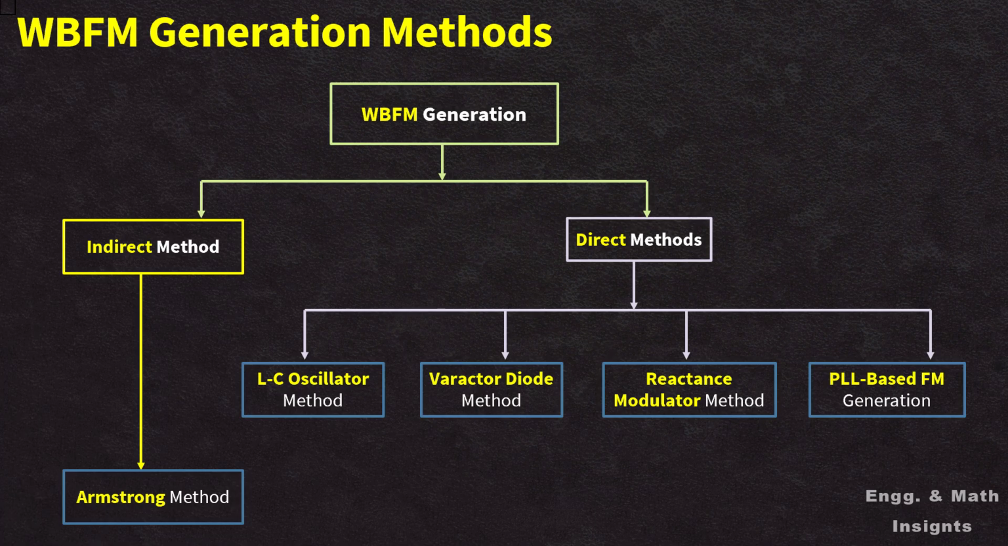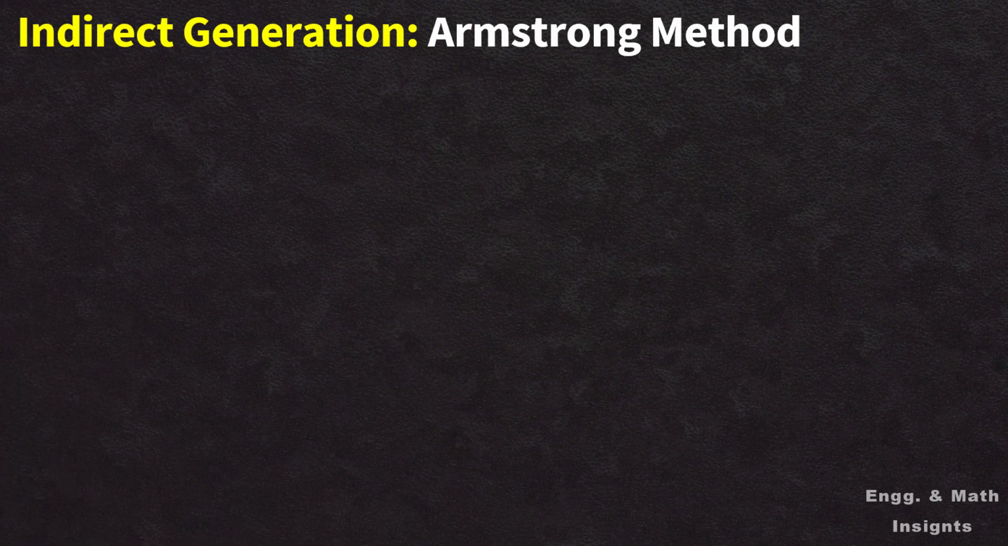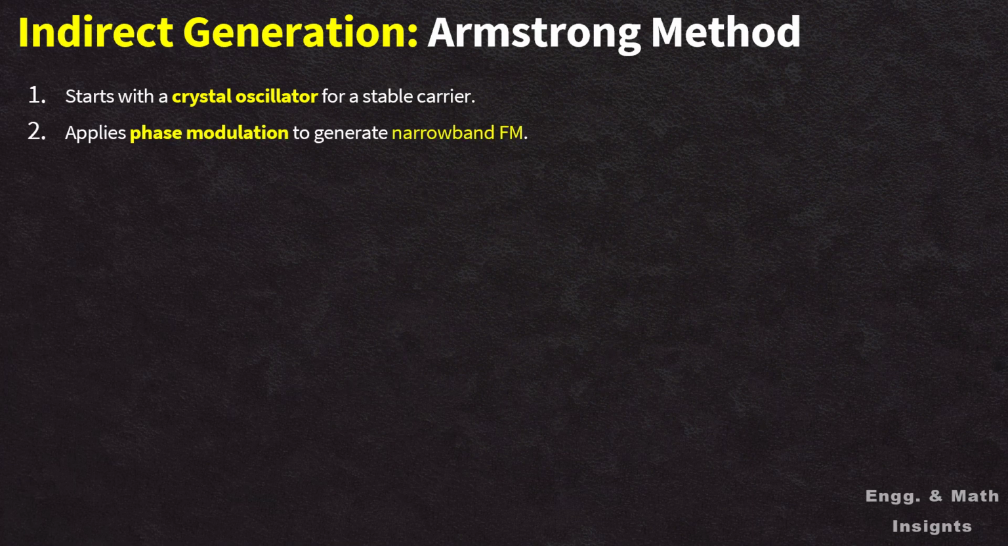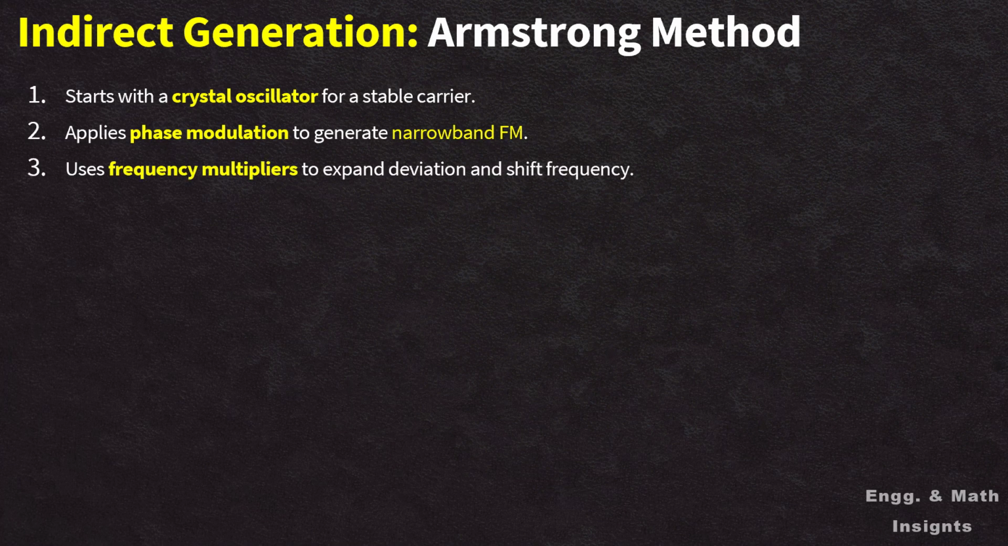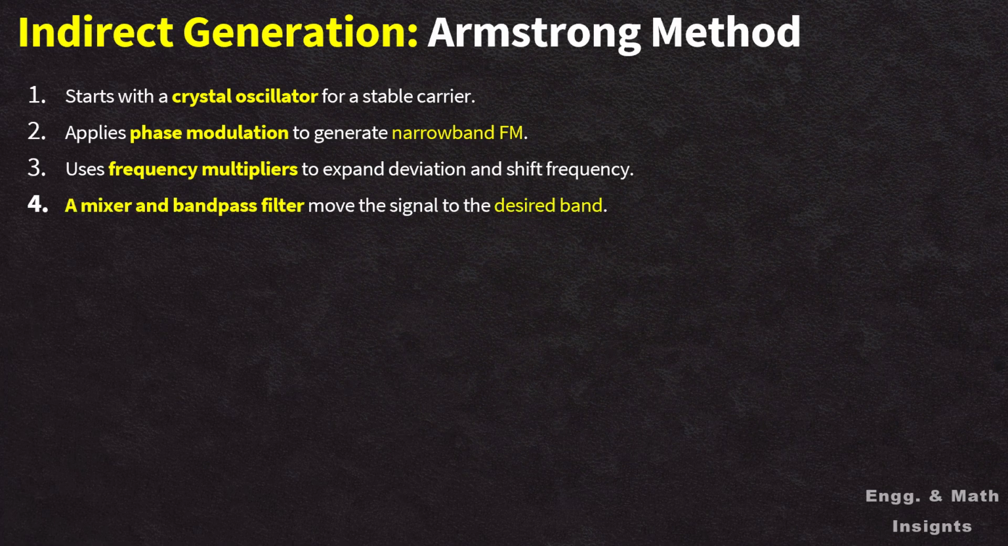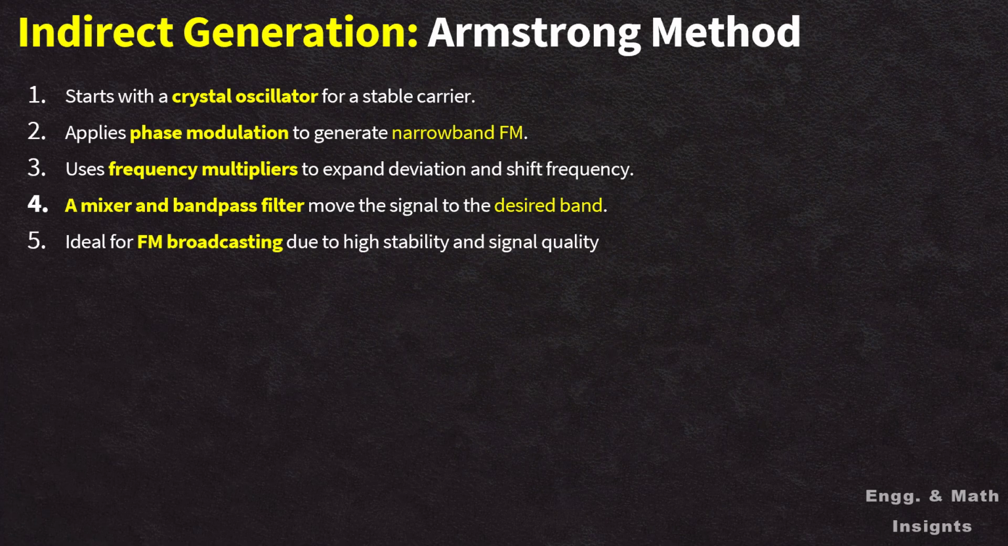So let's start with the indirect method, which is also known as the Armstrong method. The Armstrong method is an indirect way to generate the wideband frequency modulated signal. It begins with a stable crystal oscillator to produce a carrier, which is then phase modulated to create a narrowband frequency modulated signal. The signal is then passed through frequency multipliers to increase both the modulation index and the carrier frequency. Finally, a mixer and a bandpass filter shift the signal to the desired RF band and clean up the output. This method is especially popular in FM broadcasting, where high signal stability and quality are essential.